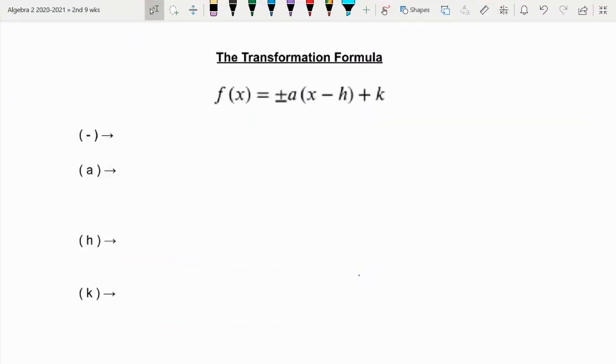Alrighty, guys. Good afternoon. So what we're going to look at is a transformation formula using function notation. And we're using function notation because this formula can transfer to any parent function and it does the same thing. So we're going to learn how it affects each one throughout the year.